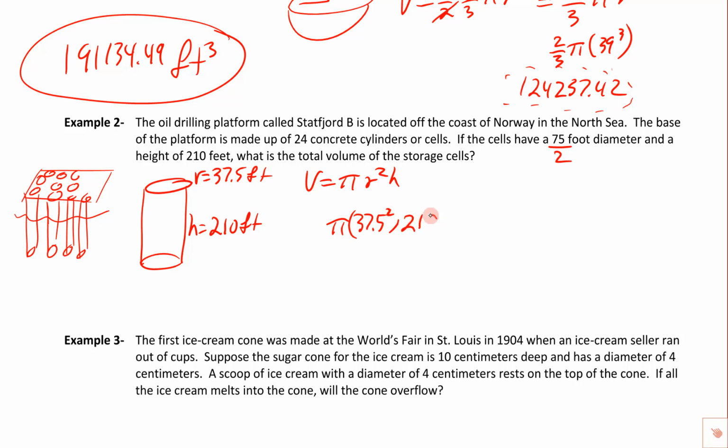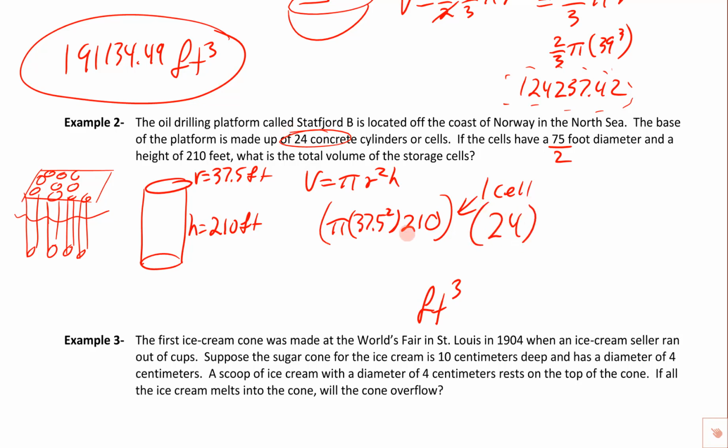Now we could type this in and then compute what our answer is from there, but there are a couple things that we want to keep track of. First of all, this is measured in feet, so this is going to be cubic feet. So I'm going to write down cubic feet, and we're going to keep in mind this is one cell, and there are 24 concrete cells altogether. So what we're going to do is multiply this by 24. So I'm going to put a 24 on the end there.